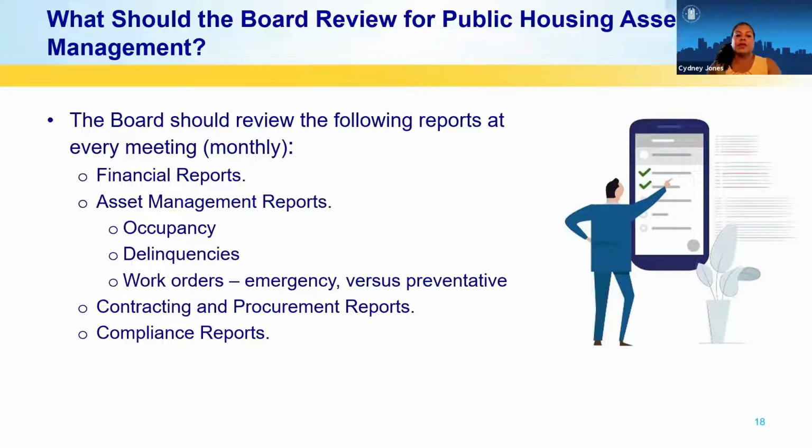Some of the things we want to look at are the financial reports, the actual to budget, asset management reports. What is our occupancy level? How many delinquencies do we have? Work orders, emergency versus preventive maintenance, contracting and procurement reports, compliance reports. So again, do we need to get more help in maintaining those properties, or do we have sufficient resources to make sure that those properties are well functioning?